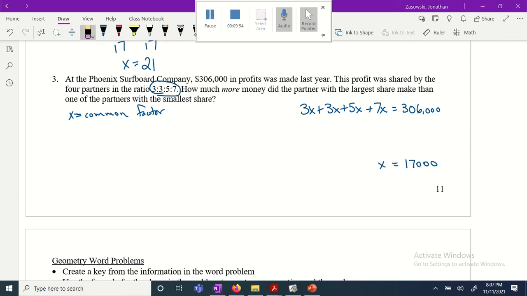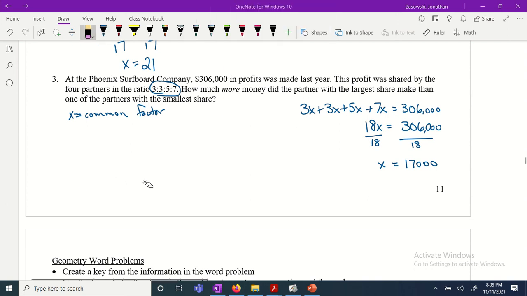Hopefully you got x is equal to 17,000. So what did you do to get it? You should have combined like terms to get 18x equal to 306,000, and then divided by 18 to get there. See if you can figure out how much each of the 4 partners is getting. Take the first person. There's 2 that are 3, so we just do 3x. So 3 times 17,000 is equal to 51,000.